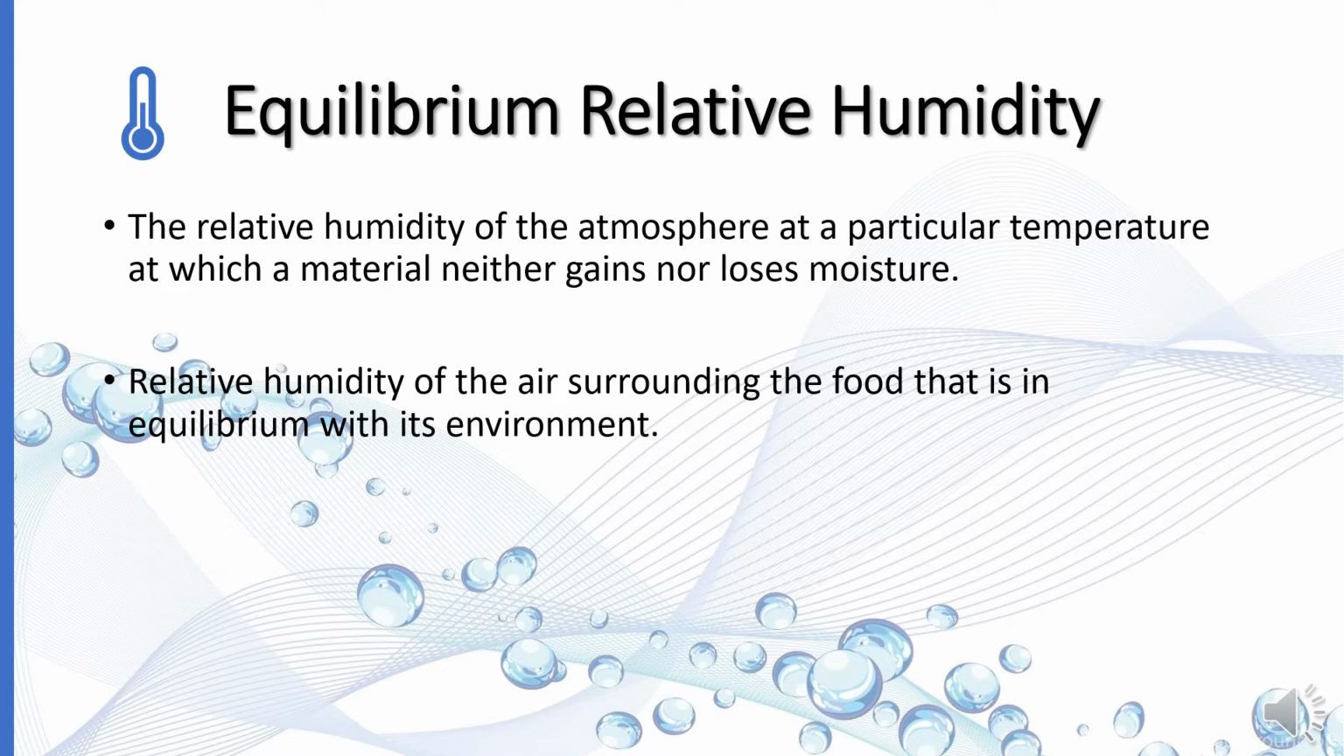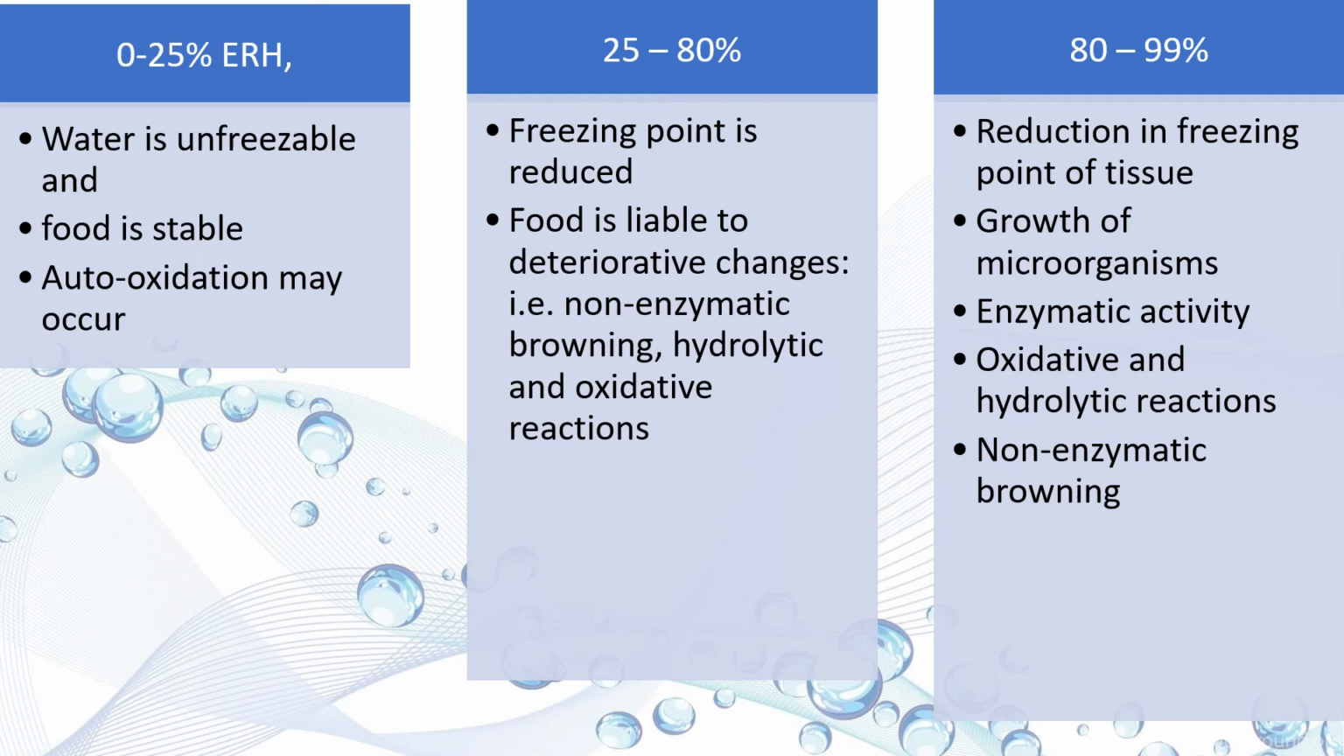So this study is important to figure out what ideal conditions should be given to the food to maintain its quality. We can refer to equilibrium relative humidity as ERH. So with different percentages of ERH, the properties of the food will be different. If the ERH is between 0 to 25%, then the water is unfreezable, and food is stable, but auto-oxidation may occur because the oxidation reaction does not involve water and does not need water to be present.